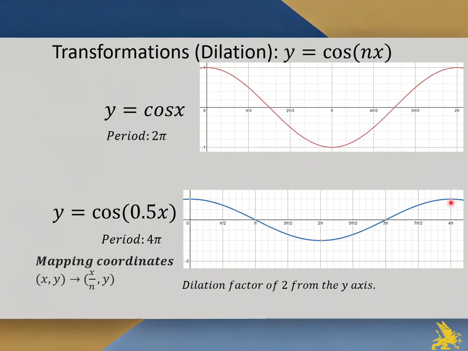So remember, we would always write it with x over n. Our n value here is 0.5. So because it's 0.5, it's the same thing as me saying I am timesing x by 2 and having 2x.